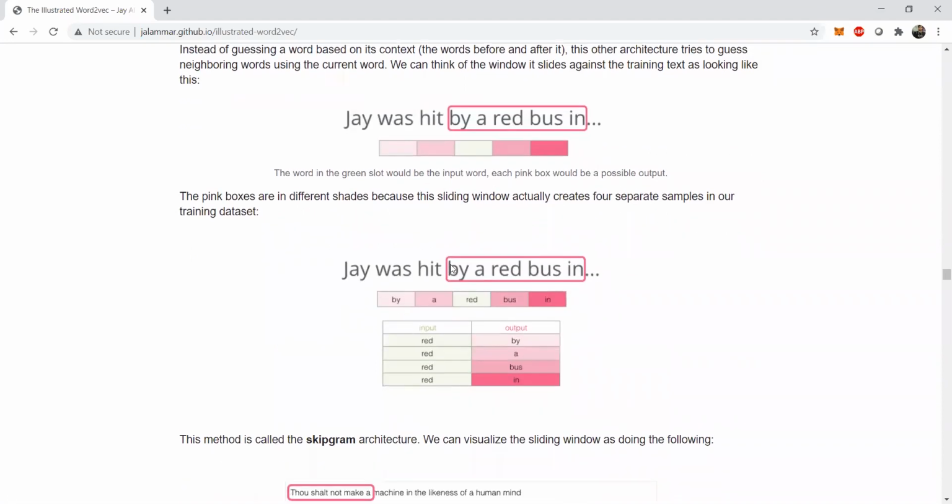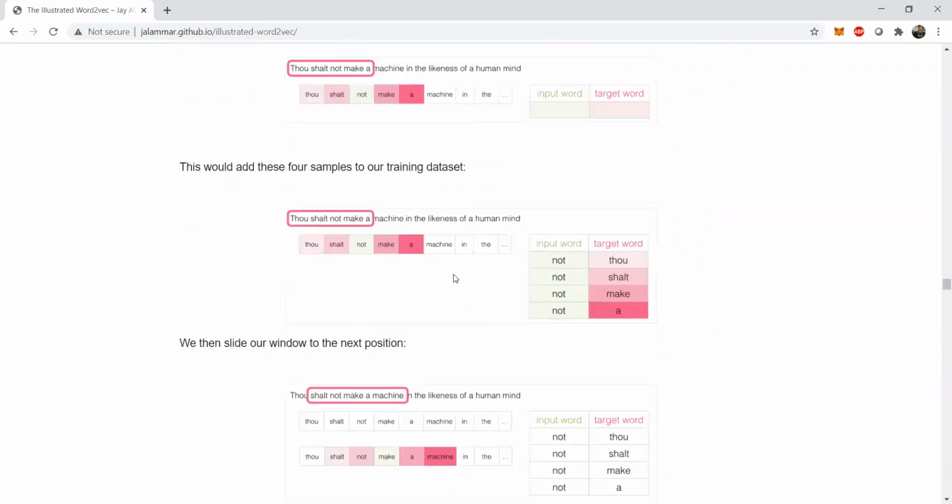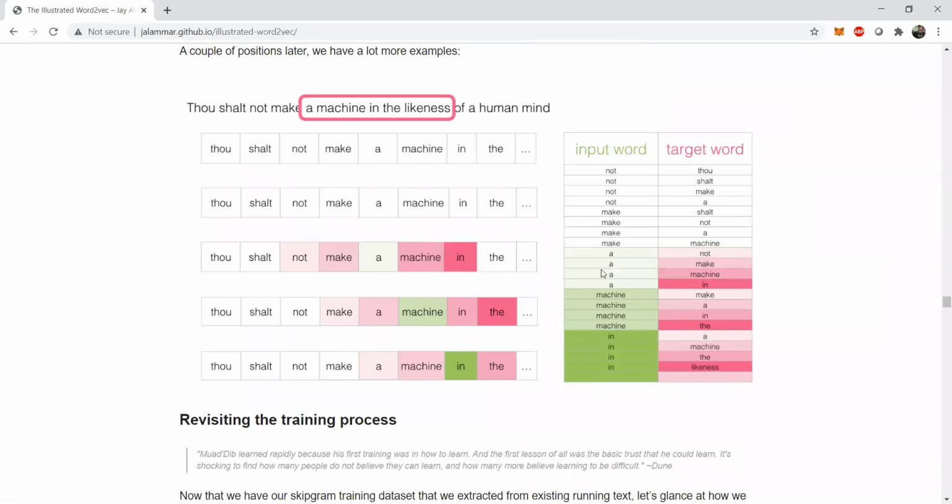So "Jay was hit, and if we leave a blank" by a red bus gets predicted. So this is a continuous bag of words model, right? We also saw how to train these samples, how in this example we have used a skipgram window size of 5. We have taken the middle word as our input word, and the rest of its neighboring words are the target words, right? And we create the dataset like this.